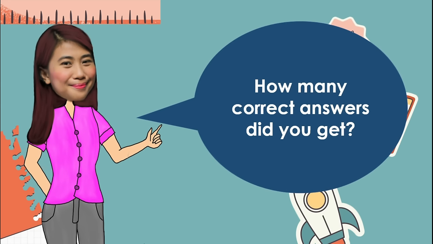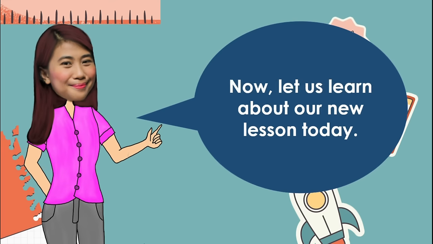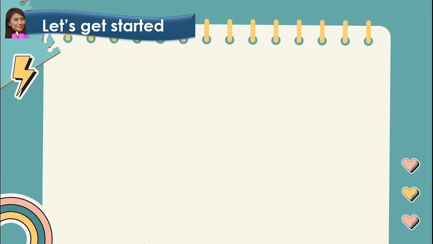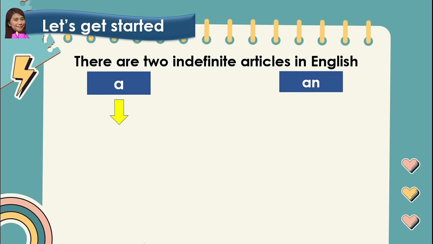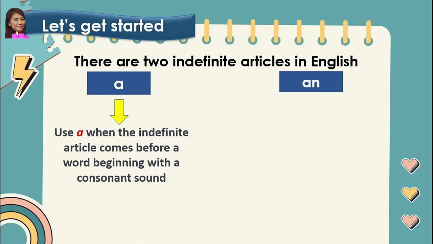How many correct answers did you get? Now, let us learn about our new lesson today. Let's get started! There are two indefinite articles in English. We have a and an. When do we use the article a? We use a when the indefinite article comes before a word beginning with a consonant sound.